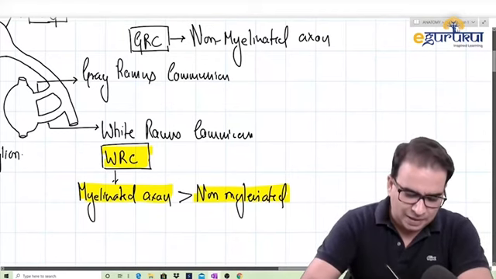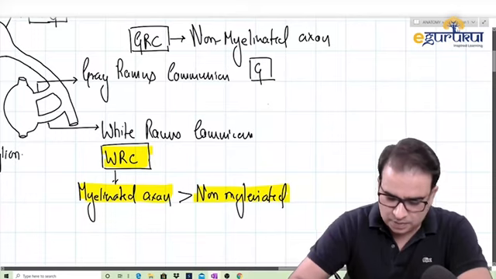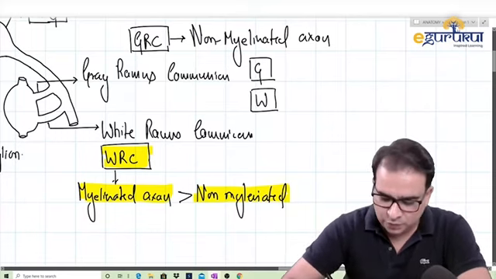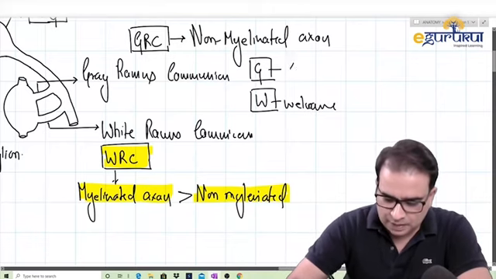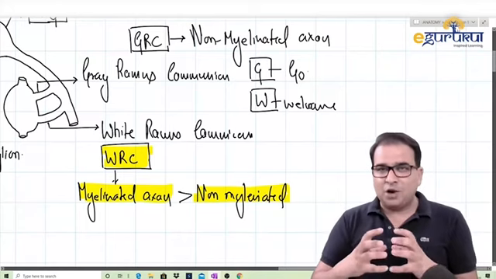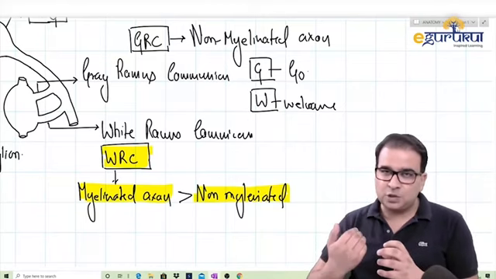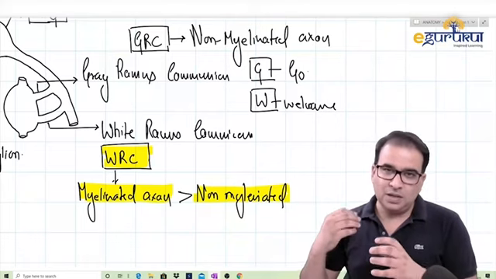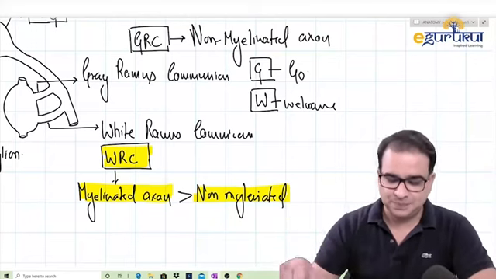And just for memory's sake, remember this: G and W. G is gray Ramus communicans, W is white Ramus communicans. So from W you can remember welcome, and G is for go. Welcome and go. Just a way to remember it: in the sympathetic ganglion, the root which is welcoming the axon inside, the one which is allowing the axon to come inside the ganglion, is the W, that is white Ramus communicans. And the one which will leave the ganglion will go through G, go, that is gray Ramus communicans.